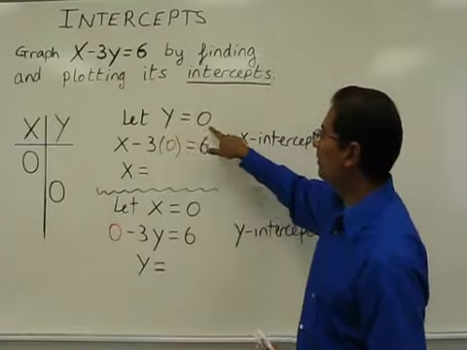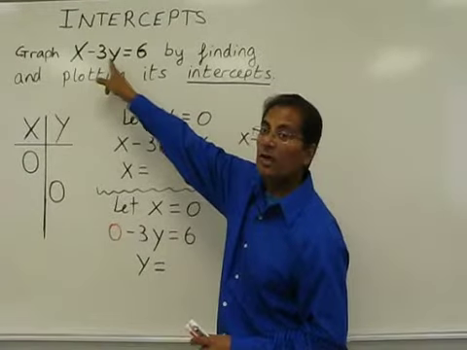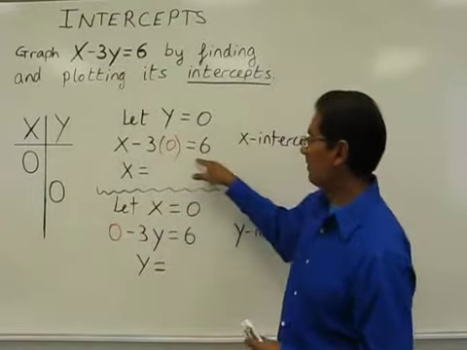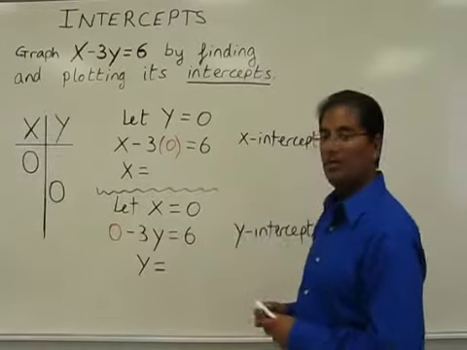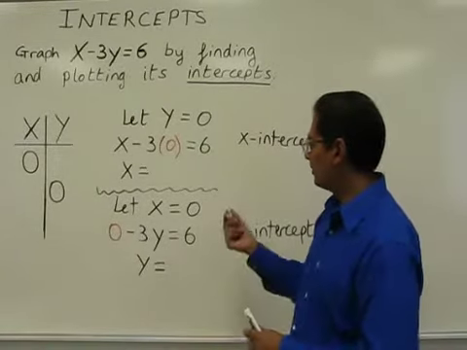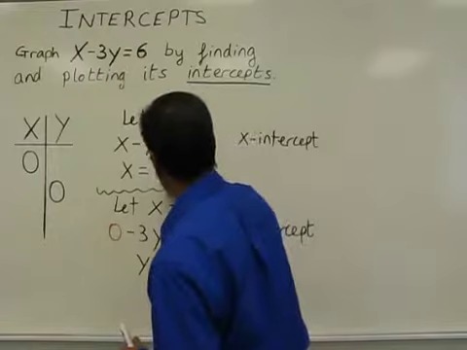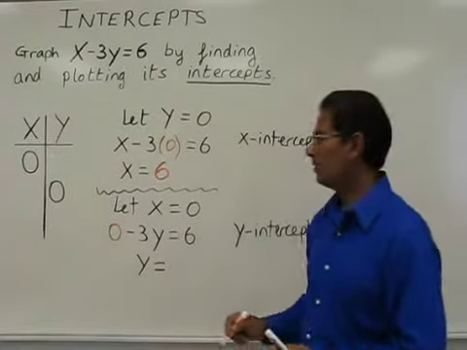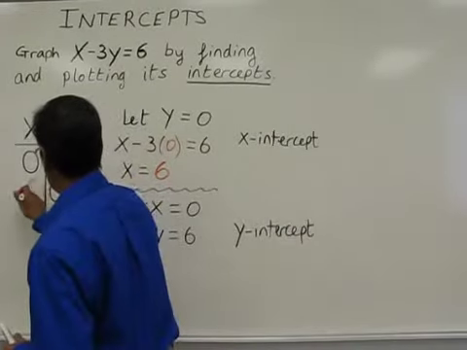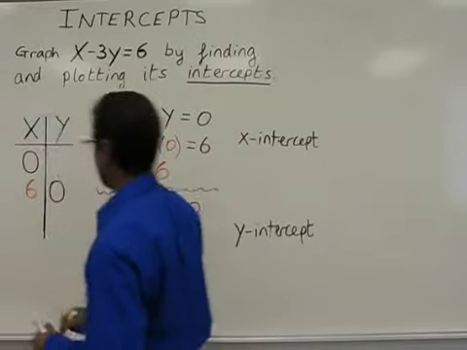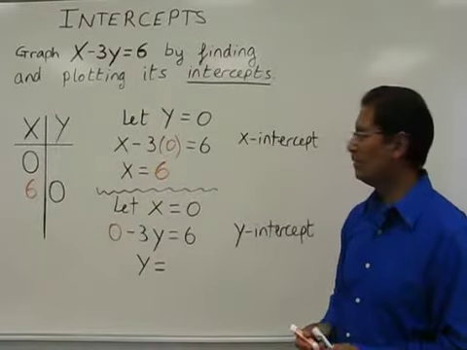Y equals 0 means we have x minus 3 times 0 equals 6. Well, 3 times 0 is 0, so really we're just going to have x equal to 6. And that's the x-intercept. So the x-intercept occurs at the point (6, 0).